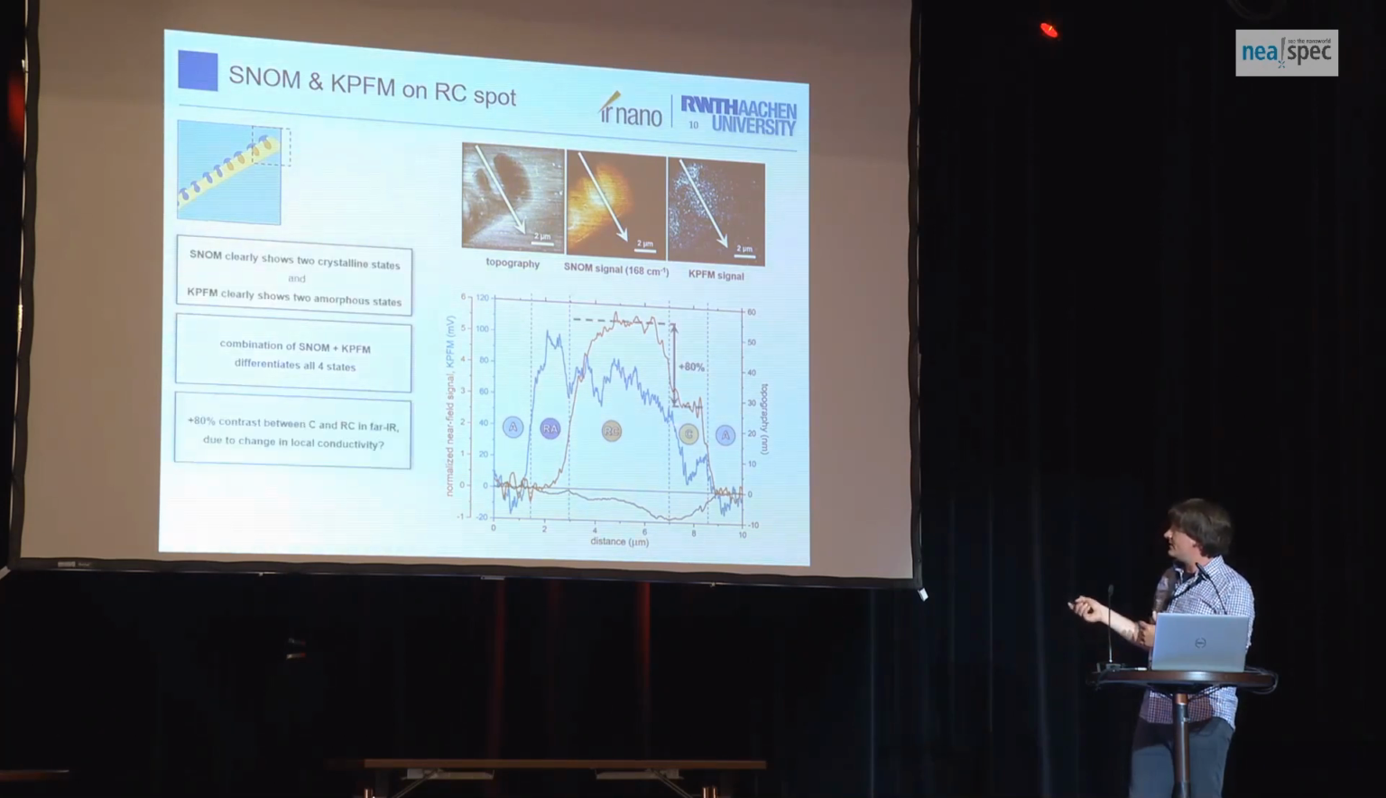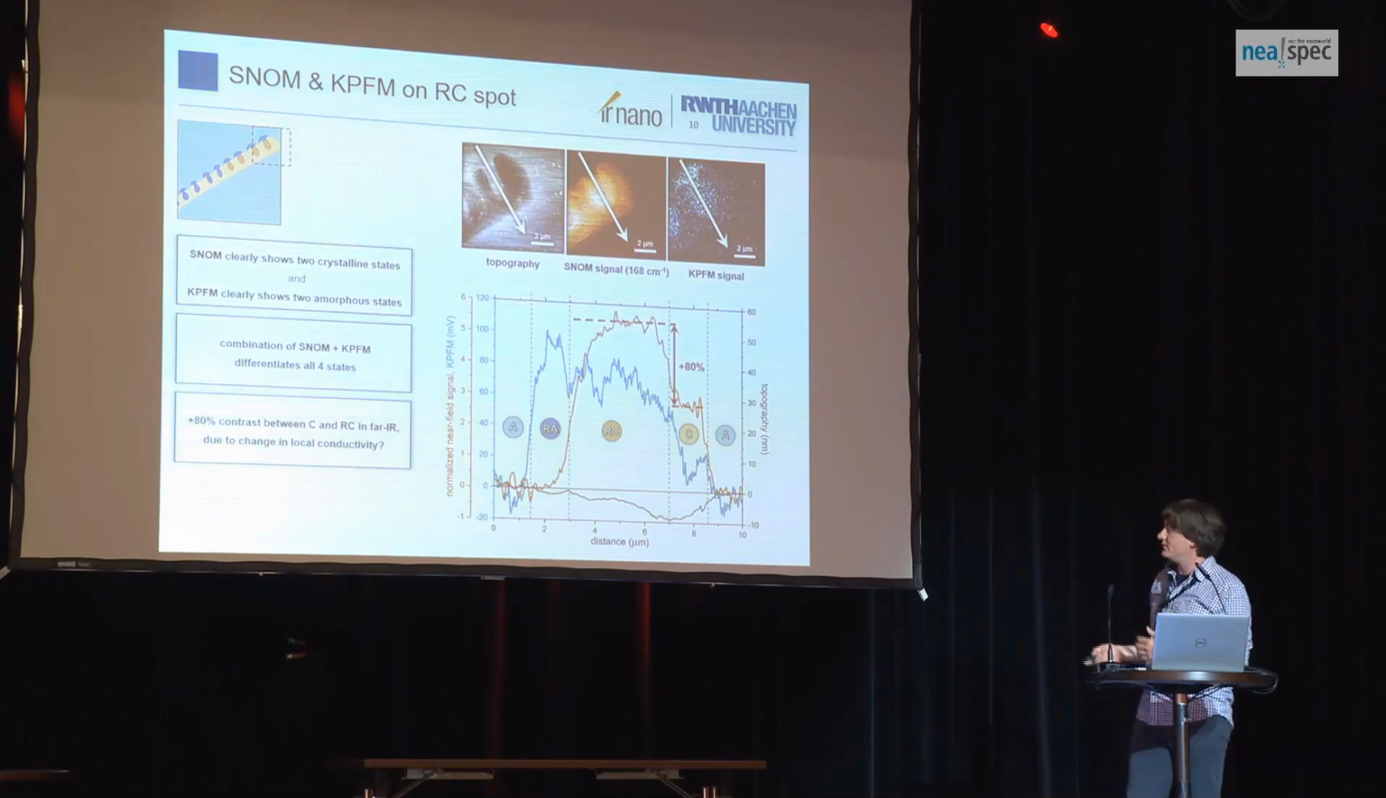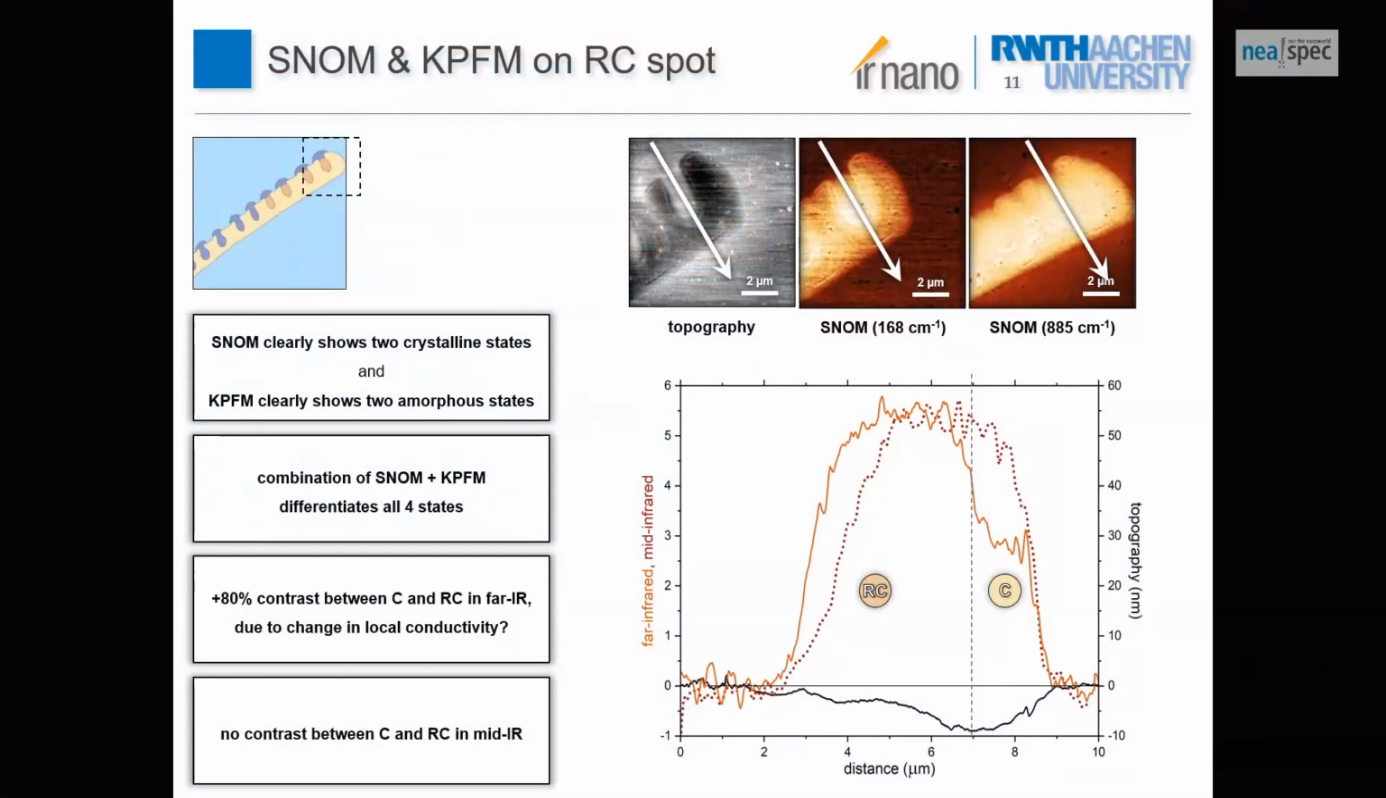And also, if you look at these levels here, there's a contrast difference of roughly 80% that we expect could be due to changes in the local conductivity, right? This is what I explained at the beginning. So we, of course, compared this to the mid-infrared measurement. This is just a quick line profile here. And there you don't see this contrast of 80%. And this is because in the far infrared, we are more sensitive to the charge carriers than in the mid-infrared.